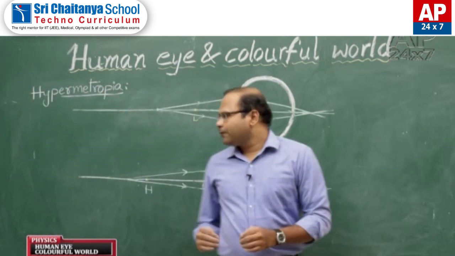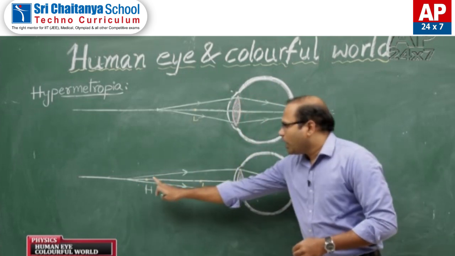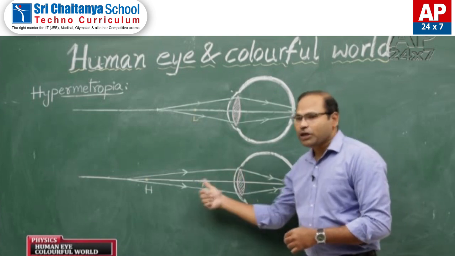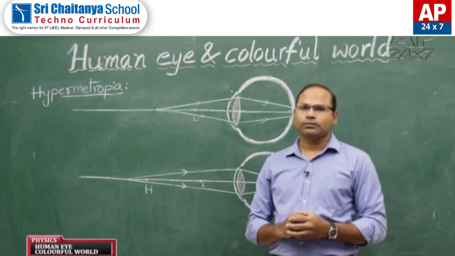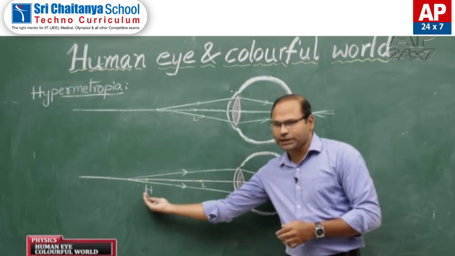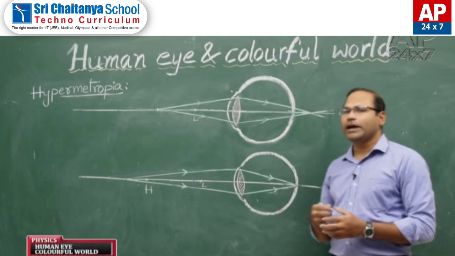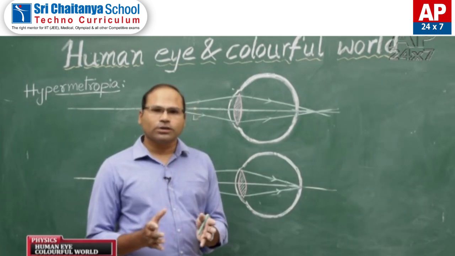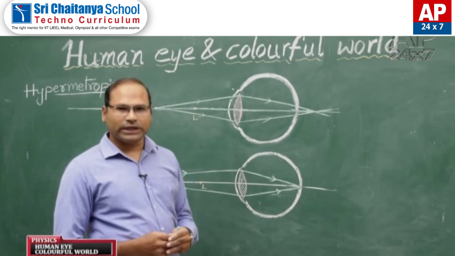The point of minimum distance from the eye lens, where the eye lens can form a clear image on the retina, is called the near point. Once again I am repeating, the point of minimum distance where the eye lens can form a clear image on the retina. Now, what is the cause of this defect, hypermetropia? There are possibly two reasons.